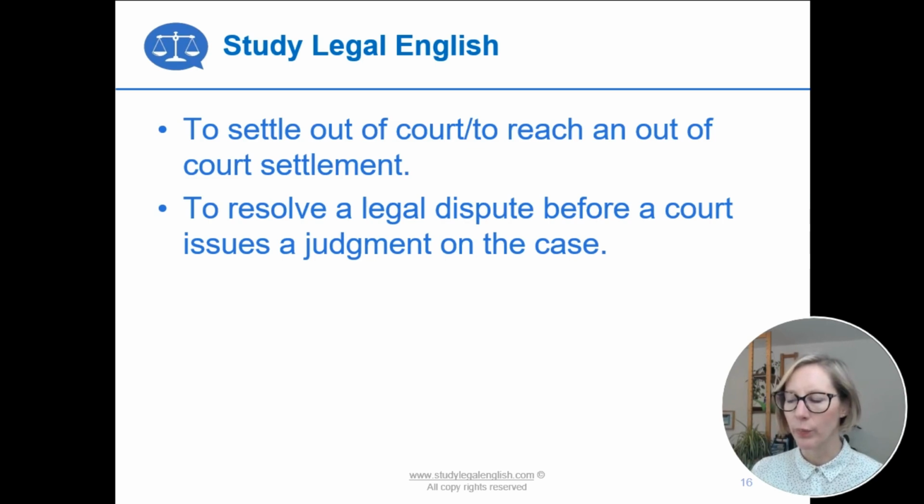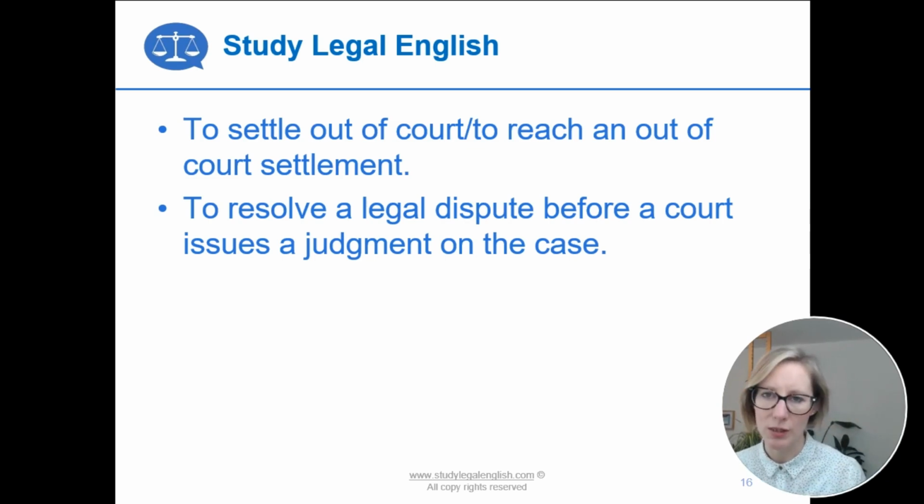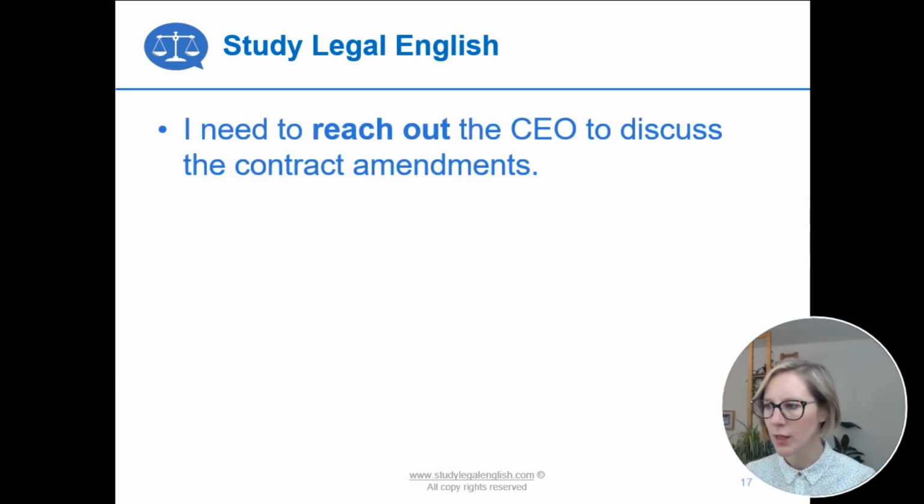So, you're settling maybe through negotiations, settlement negotiations, maybe through mediation. You reach an agreement, the parties reach an agreement to settle a matter, to resolve a matter without having to have a judge issue an order for damages or some kind of remedy on the matter. Okay. Let's go on to the next common mistake.